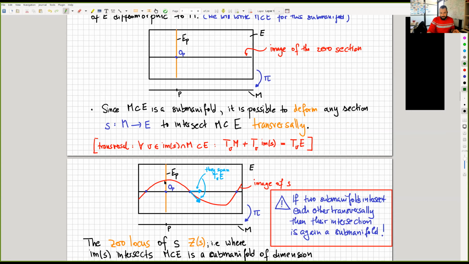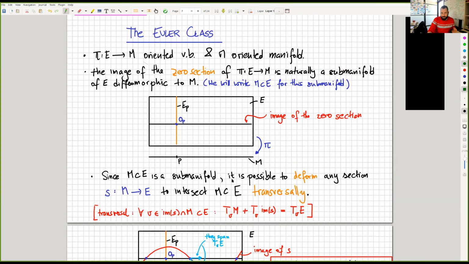So this is a schematic picture of the situation. This is your zero section, and this is another section here, which intersects the zero section transversely, right? It intersects in these points, and you see here the tangent space of the image of this section is just this blue arrow, and here is this blue arrow, and this spans, of course, the tangent space of E at that point. And this goes for every point here.